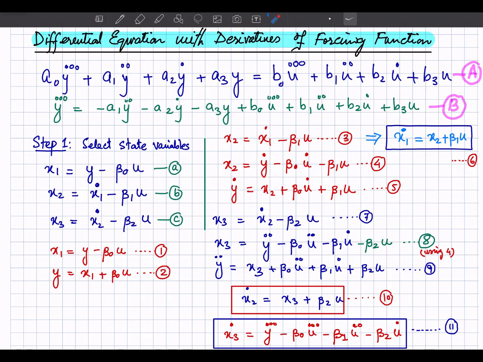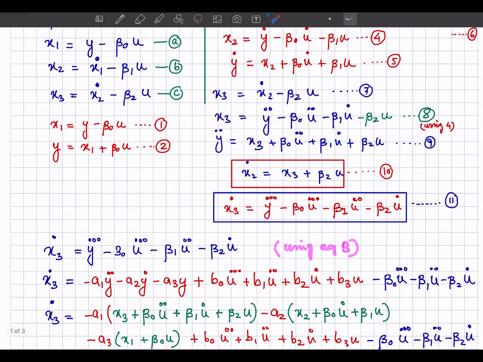Okay, so in this equation we have only the state variables x1 and x2 and the input. In this equation we have the state variable and the input, but in this equation, the third first order equation, x3 dot is required, but on the right hand side we have y triple dot, u triple dot, u double dot, and u dot. So we now need to eliminate these ones.